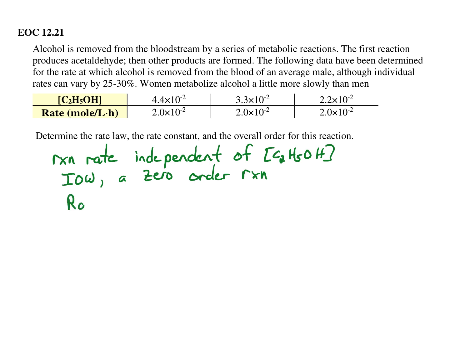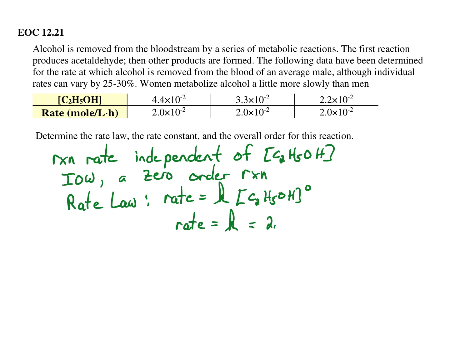Therefore, we can write the rate law as the rate is going to equal some rate constant K times the concentration of ethanol raised to the 0 power. Anything raised to the 0 power is equal to 1, so the rate is equal to K, which is 2.0 times 10 to the minus 2. The units are moles per liter per hour.